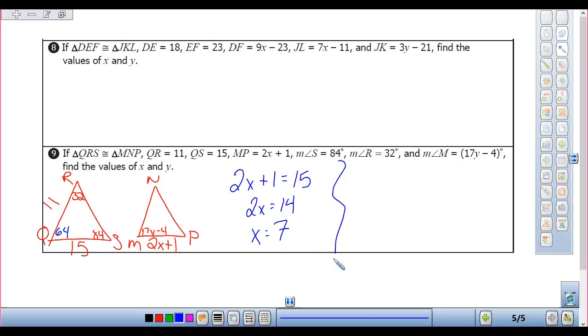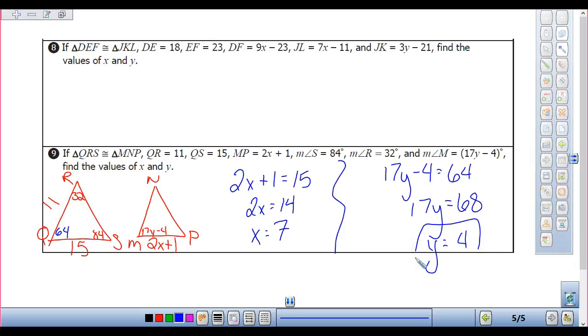Now what do I know? 17y, careful, minus 4 equals 64. So 17y equals 68. y is 4.